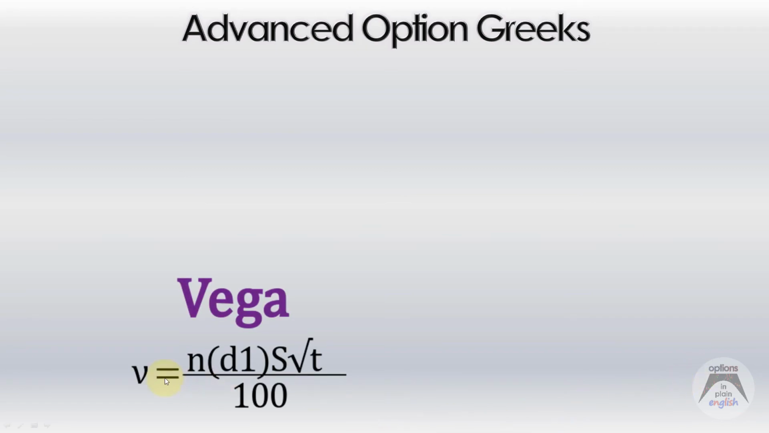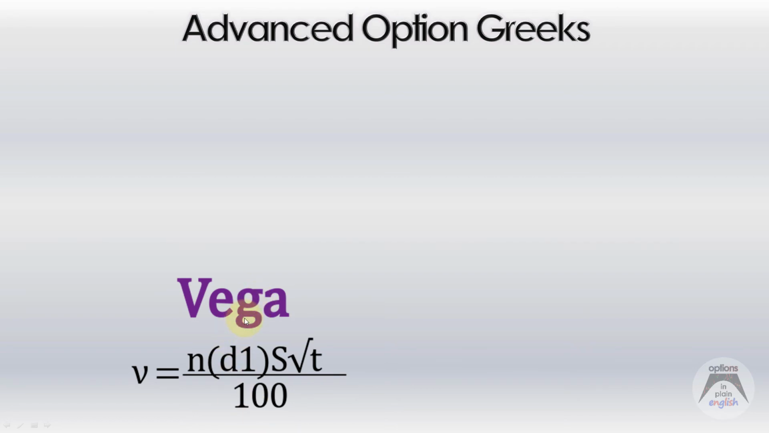Next up is Vega, and Vega measures, of course, how the price of the option changes as implied volatility changes. So Vega, which is represented with the Greek letter nu, is going to be equal to the standard normal distribution, stock price, the square root of time, and divided by 100. So basically, Vega is proportional to the stock price and to the time remaining, so time to expiration. And this 100 is because we talk about Vega in percentage numbers.